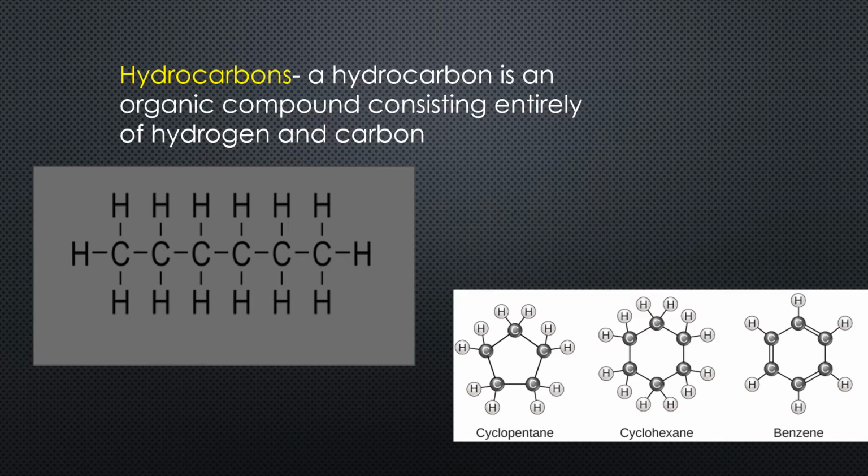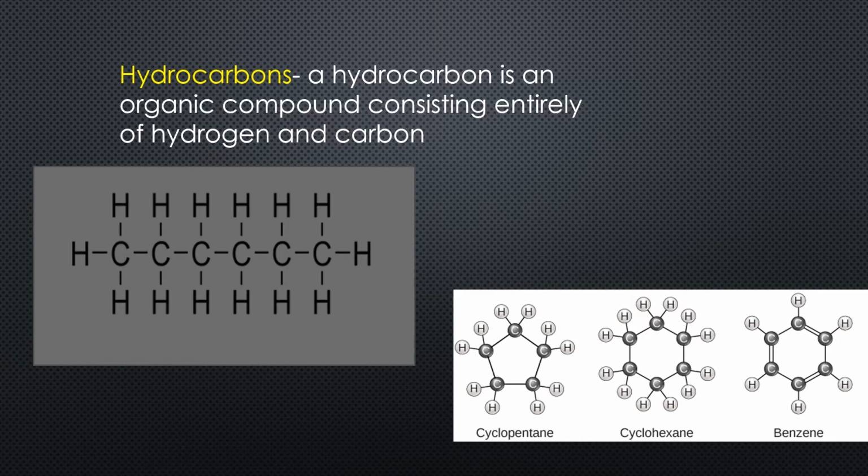So we can have long singular chains like the one on the left. And remember those single lines indicate a pair of shared electrons. So we can have a long chain like that, or hydrocarbons can also form ring structures like these on the bottom right, our cyclopentane, cyclohexane, and our benzene ring.